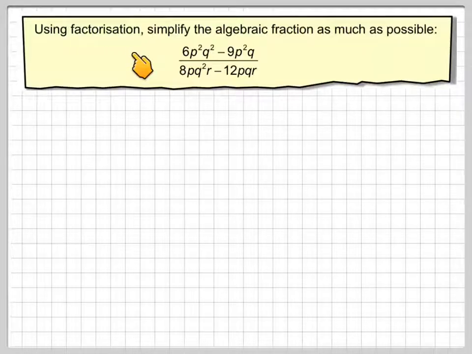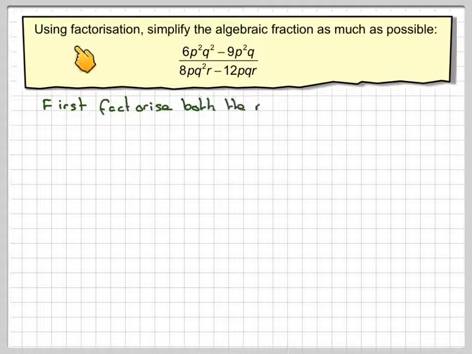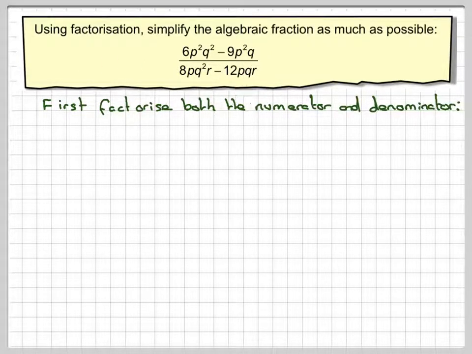The question says, using factorisation, simplify the algebraic fraction as much as possible. So you've got 6p squared q squared minus 9p squared q over 8pq squared r minus 12pqr. Right, so just write that out first. It does say use factorising, so what you need to do is factorise the numerator and the denominator, and then perhaps you can cancel. At this stage, we cannot cancel.